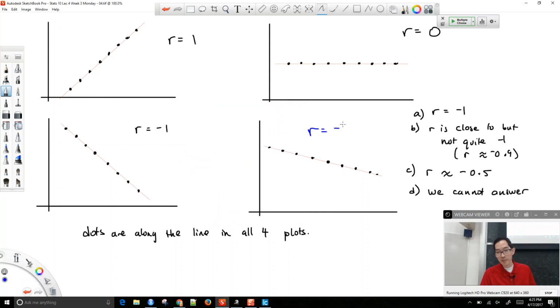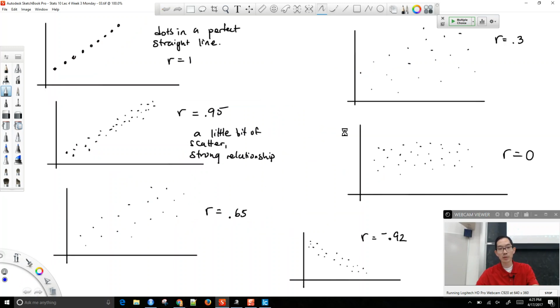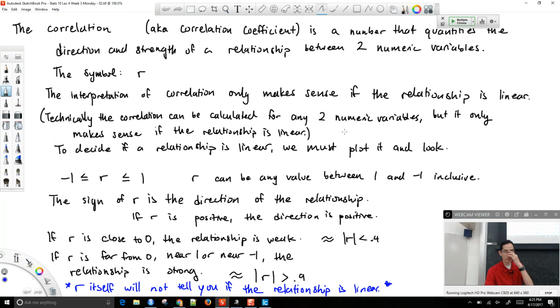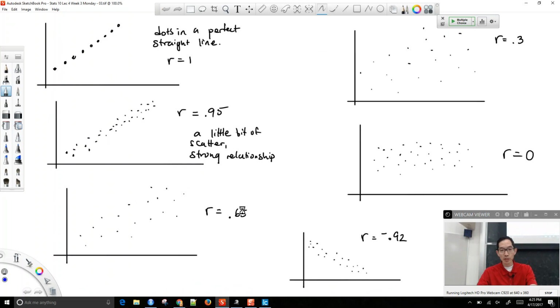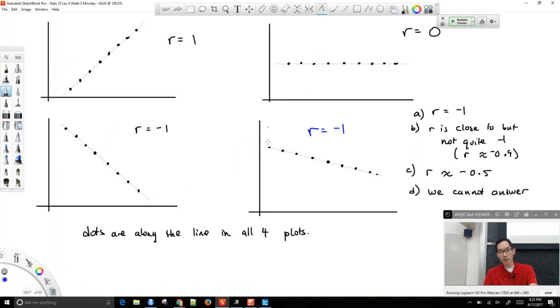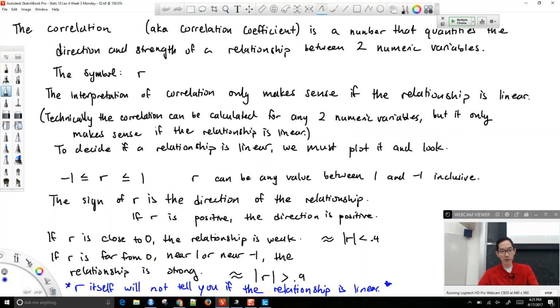Let's flip back to how we defined R. The sign of R is the direction of the relationship. So you established that it is in the negative direction, so we have a -1. If R is close to 0, the relationship is weak. If R is far from 0, or near 1 or -1, then the relationship is strong.